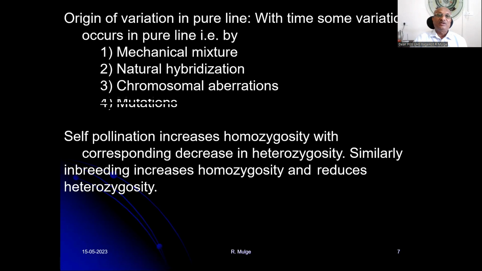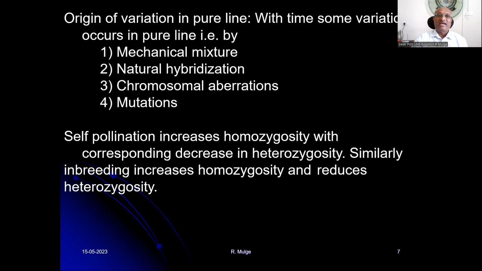There are other ways by which you will get variation within the pure line. That is chromosomal aberration. Aberrations can happen at the time of reproduction of the cells, in the sexual part involved cells. And then mutations. Yes, mutation also can happen, but if it takes time, it's not very frequent. It's rare. So these are the four ways you can get variation in the pure line.